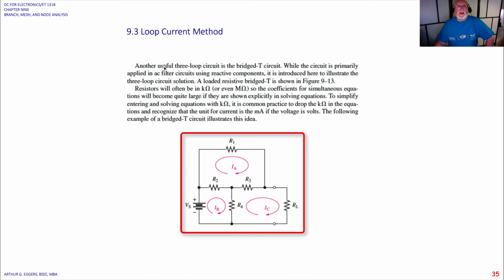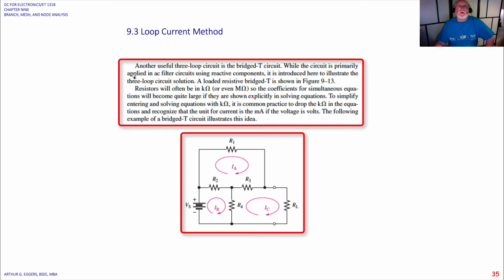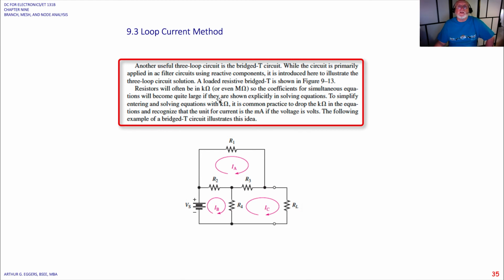The next one is a bridged T circuit. Okay, so we've got R1, 2, and 3, 4, and hanging out here on the bottom is our load resistor. While the circuit is primarily applied to AC filter circuits using reactive components, it's introduced here to illustrate a 3-loop circuit solution. So the resistors will often be in the k ohm or even the megohm range, so the coefficients for simultaneous equations can become quite large if they're shown explicitly in solving equations.